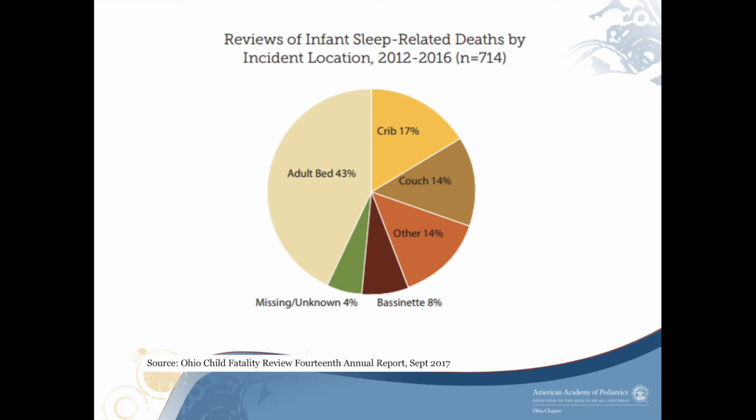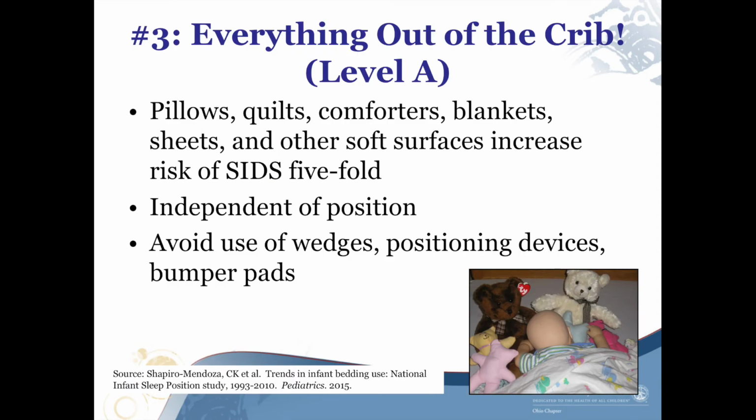So next slide. Okay. Recommendation number 3, everything out of the crib. And again, this is a level A recommendation. And this includes pillows, quilts, comforters, blankets, sheets, any other soft surfaces. So even if a baby isn't placed supine on their back, having things in the crib will increase the risk of SIDS 5-fold. And I will tell you that as a hospitalist, we see issues with this all the time, even in the hospital settings.